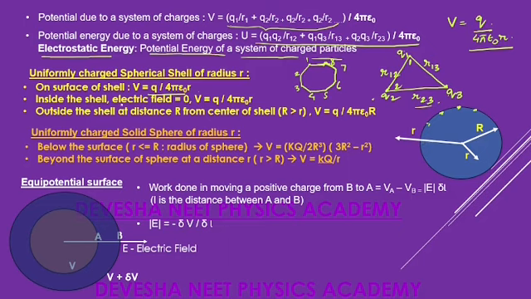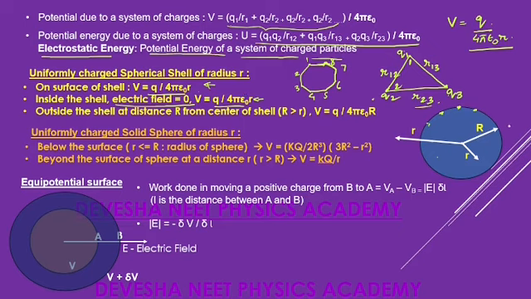Inside the shell, electric field will be 0. So V is equal to Q by 4 pi epsilon 0 into R. So that will be the formula. You'll see that on the surface of the shell and inside the shell, the potential is the same. If you notice this formula, this is the same.